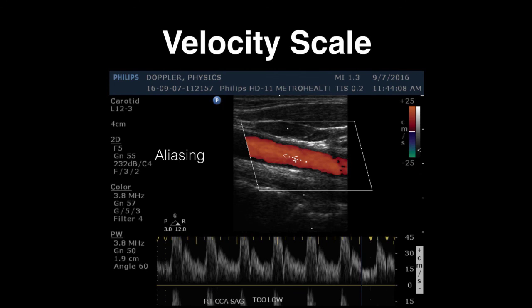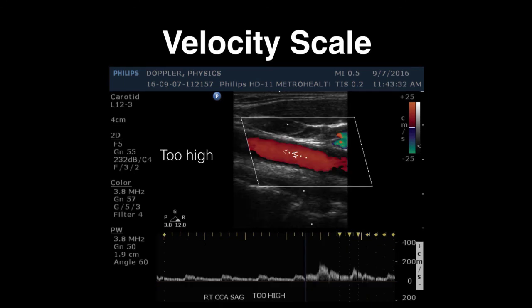Let's look at what happens with adjusting the velocity scale. This brings us back to the dreaded aliasing concept. You can see here, by having a sampling rate that's too low, we're going to get this wraparound effect. So what you need to do here is increase your sampling rate, which would be represented on your velocity scale. So that's an increase in your pulse repetition frequency. You can also decrease your transducer frequency, or you can adjust the baseline.